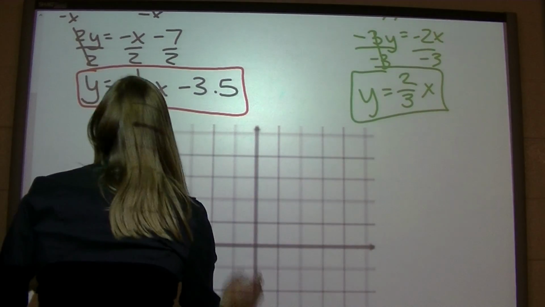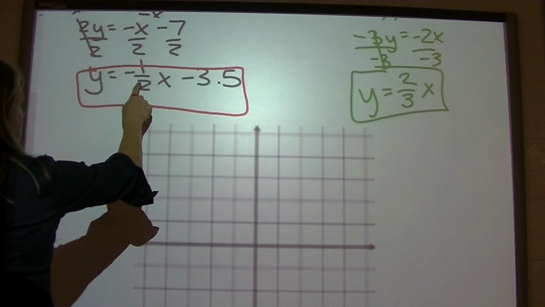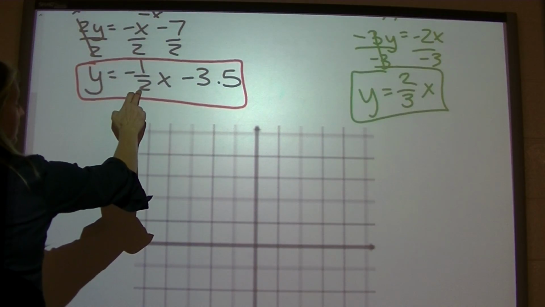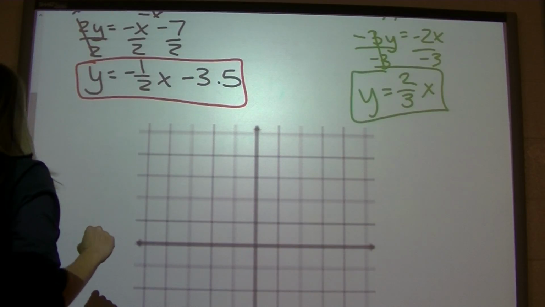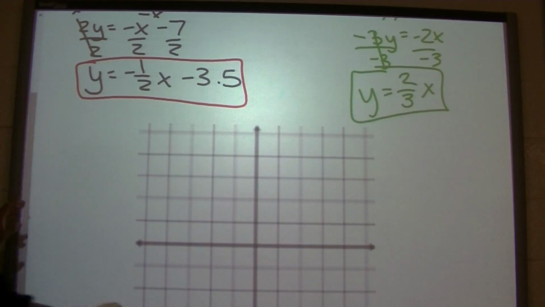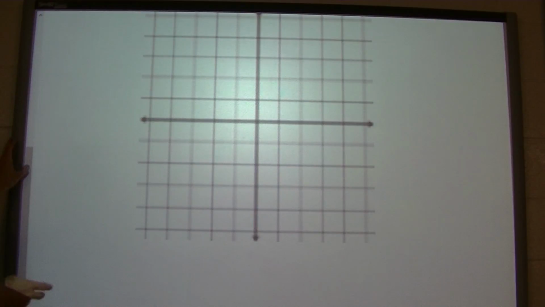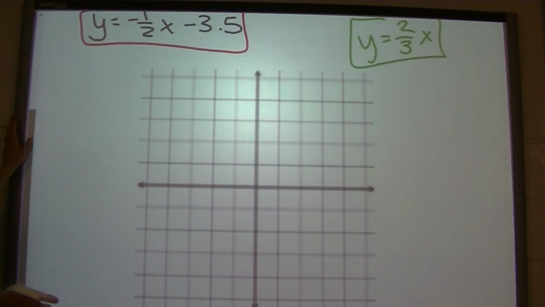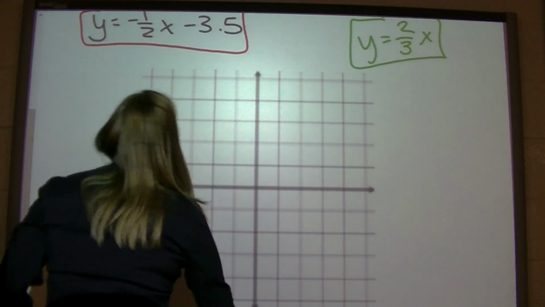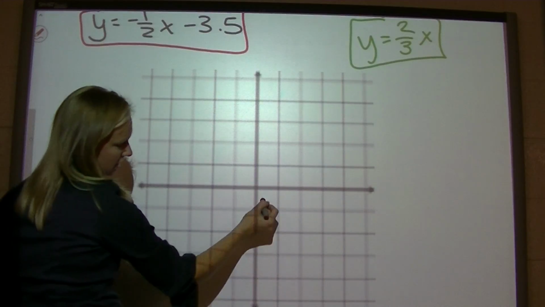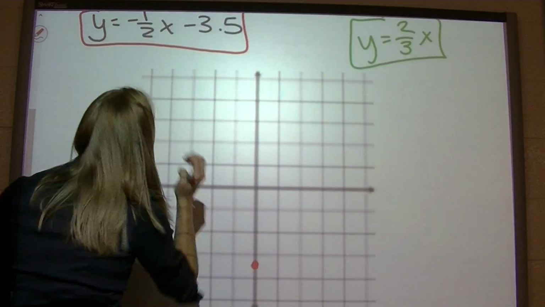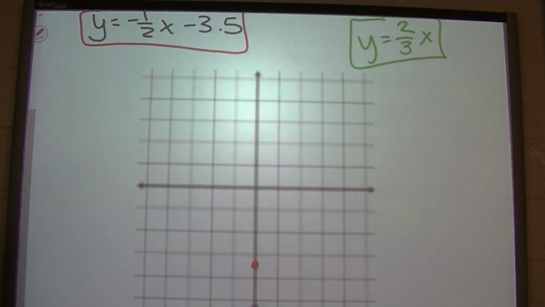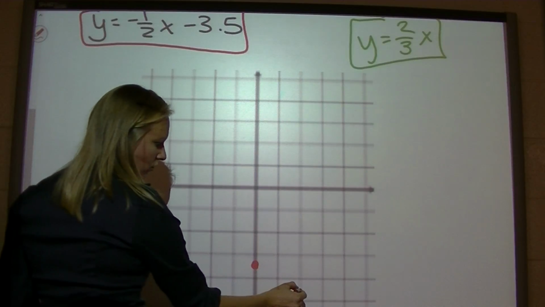So looking here, I will leave them there, or write them down so you have them. All right, so let's graph this. Negative 3.5 means I'm going to go down, there's 1, 2, 3.5, so I'm going to be down here. And then we have to use our slope of negative 1/2, which means down 1, and then to the right 2.